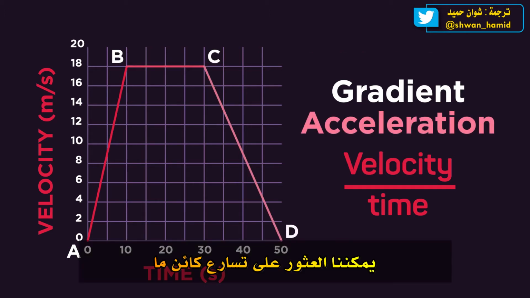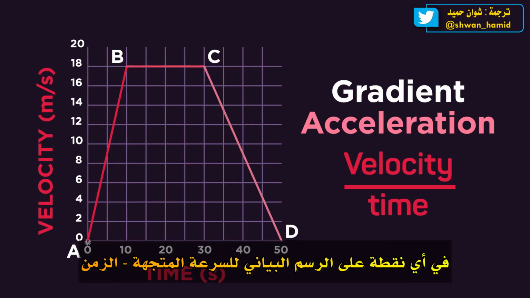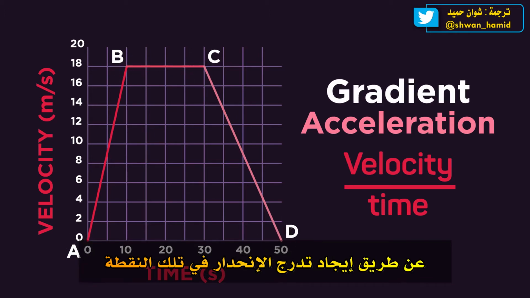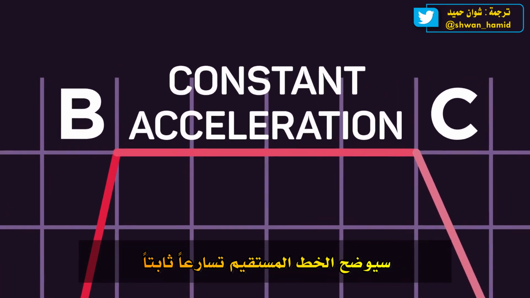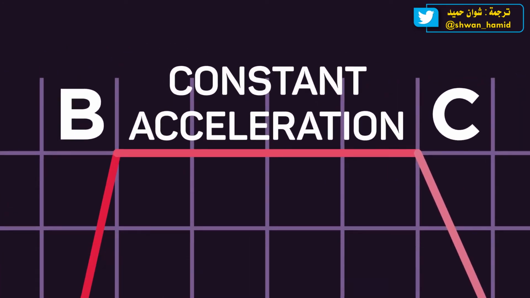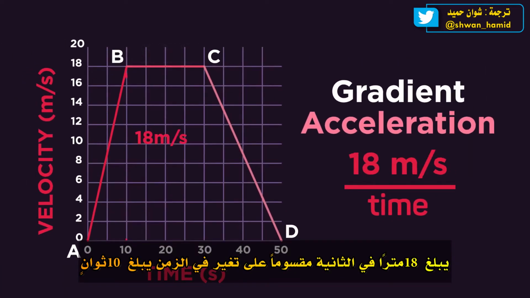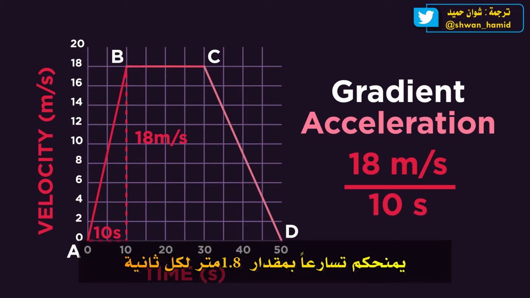We can find the acceleration of an object at any point on a velocity time graph by finding the gradient at that point. A straight line will show a constant acceleration. A change in velocity of 18 meters per second divided by a change in time of 10 seconds gives us an acceleration of 1.8 meters per second per second.